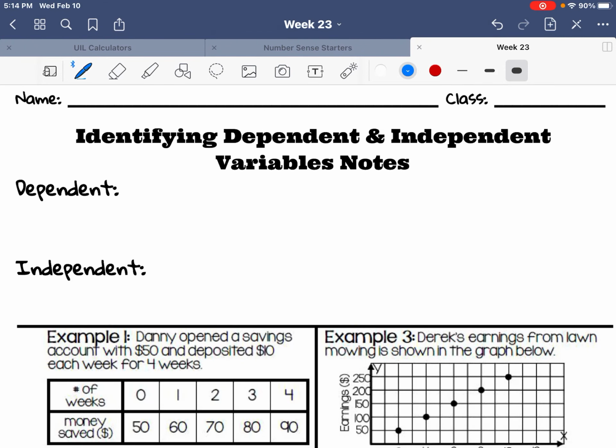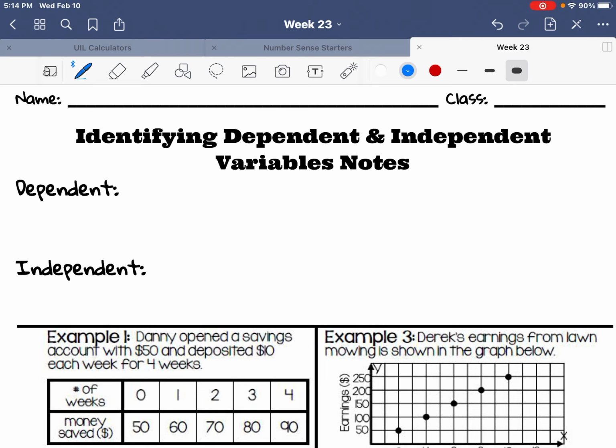Here's Miss Elkins again. We're talking about, or just a reminder, on dependent and independent variables. This should be a quick note. It's just one page on the front only. So let's talk about what is a dependent variable.